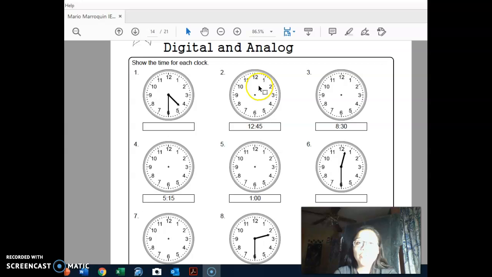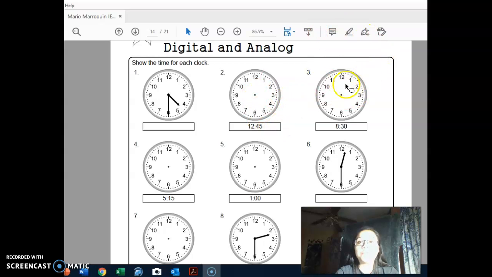Number 2, you have to draw the small hand and the big hand, the minute and the hour. You have 12:45. Where would your big hand go? And where will your small one go? So the big one is your minute. So the big one will go here, 12:45. Remember, right here we stopped at 30, 35, 40, 45. So your big hand goes here. That would be your minute. And 12:45, your small hand would go on the hour, on 12.